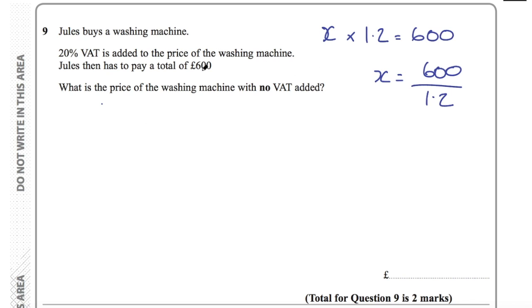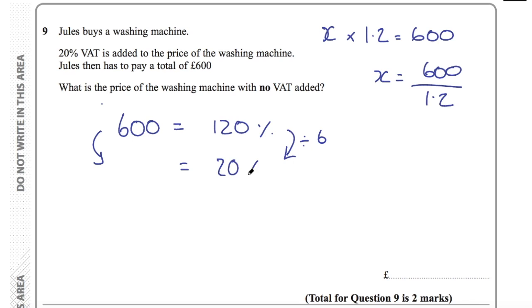But let's say that 600 in effect is 120% of the original price. Because if we take the original price to be 100%, increase it by 20%, and we're told that that's 600, then 600 must be 120% of the original price. So we can find what 10% is by dividing by 12, or let's say we could find out what 20% is by dividing by 6. So that will give me 20%, and divide this side by 6, that will give me 100. So £100 is worth 20% of the original price.